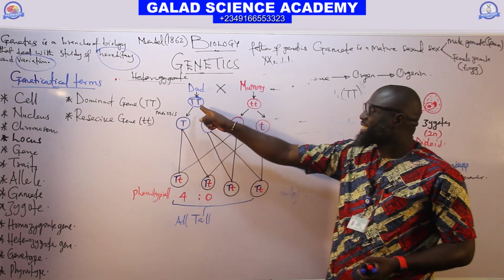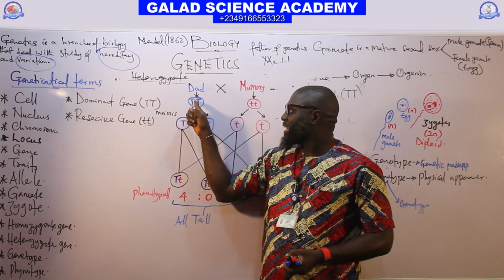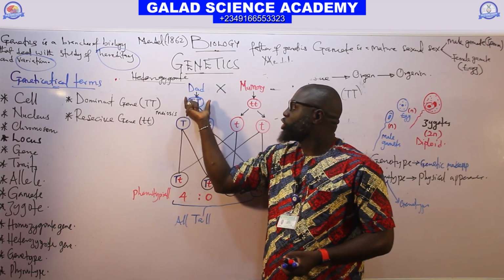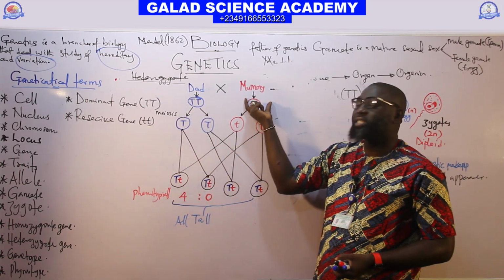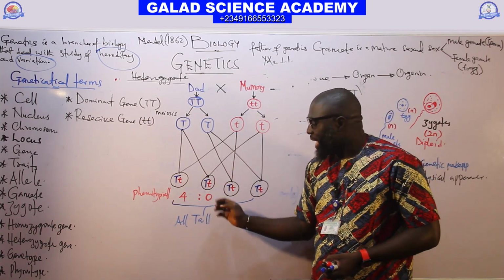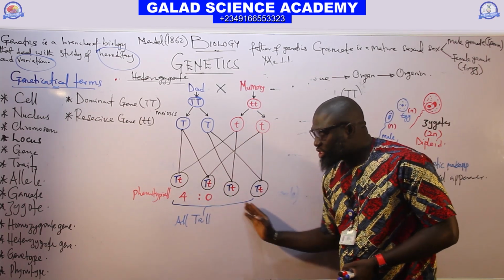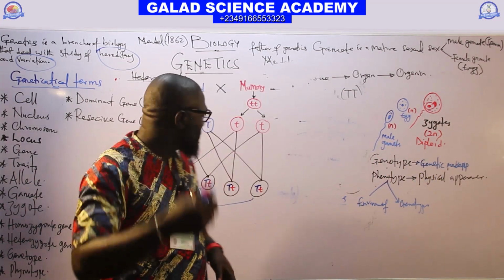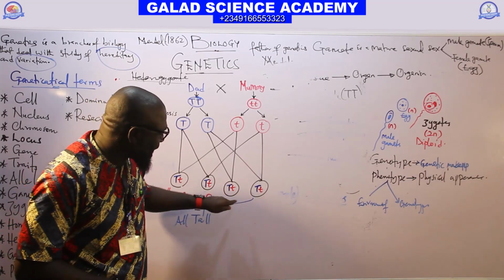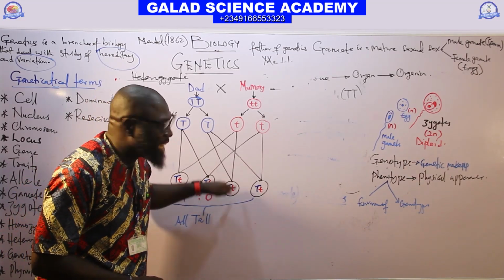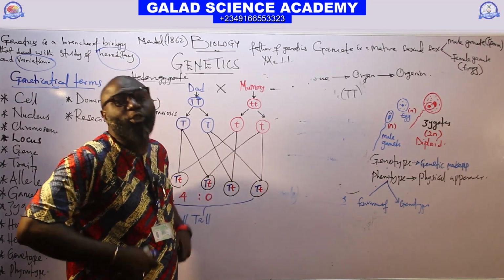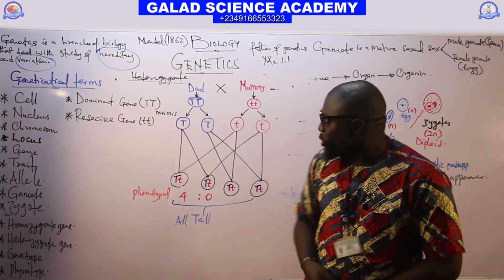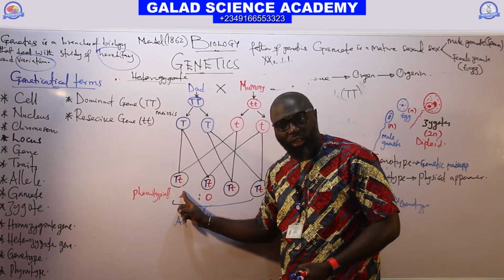Why? Because this capital letter T is dominant, whereas this one is recessive. So at the end of the day, all the children like this will be physically tall. Mind you, they have short inside their body. But this short is recessive because it fails to express itself in this heterozygous stage. It's the dominant one here.